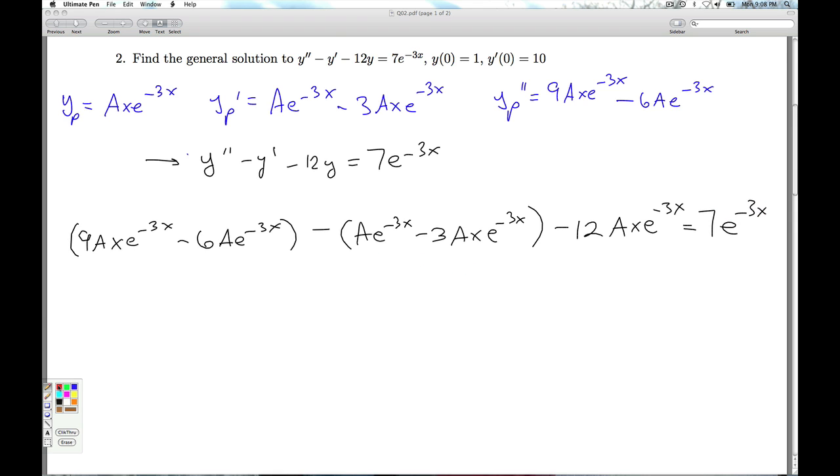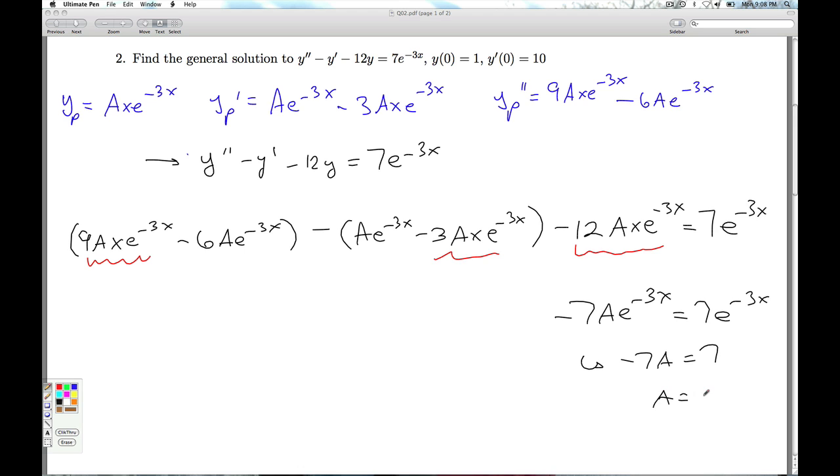So as I go through and simplify, let's look at the x e to the negative 3x terms. I get 9 of them from here. I'm going to be getting positive 3 from here. That gives me a total of 12. And of course over here we subtract off the 12, so it cancels out. If I look at what's left over then, I have negative 6a e to the minus 3x minus 1a e to the minus 3x. So I get negative 7a e to the minus 3x is 7e to the minus 3x. This gives me that negative 7a is 7, which gives me a is negative 1. This tells me that my particular solution is negative 1x e to the minus 3x.